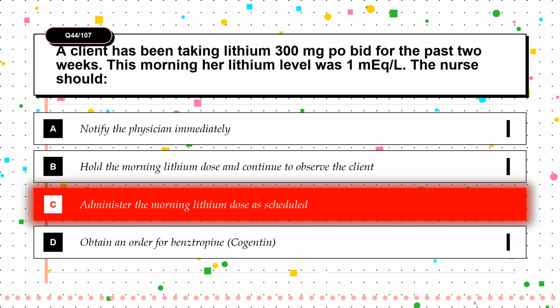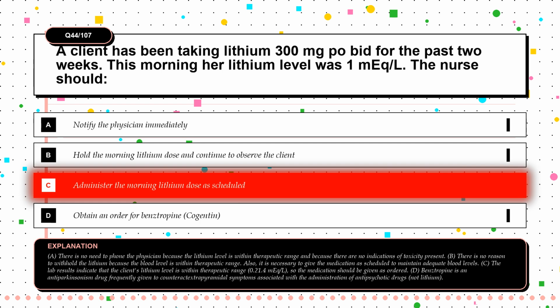The correct answer is option C, administer the morning lithium dose as scheduled. There is no need to phone the physician because the lithium level is within therapeutic range and because there are no indications of toxicity present. B, there is no reason to withhold the lithium because the blood level is within therapeutic range. Also, it is necessary to give the medication as scheduled to maintain adequate blood levels.